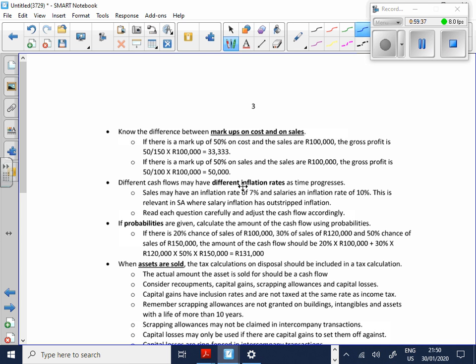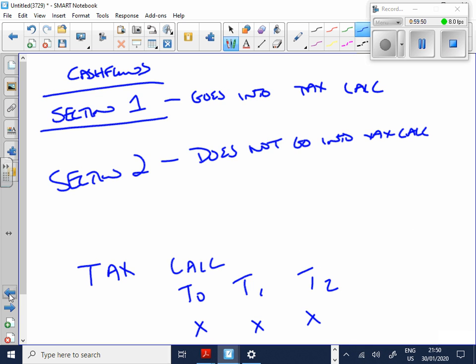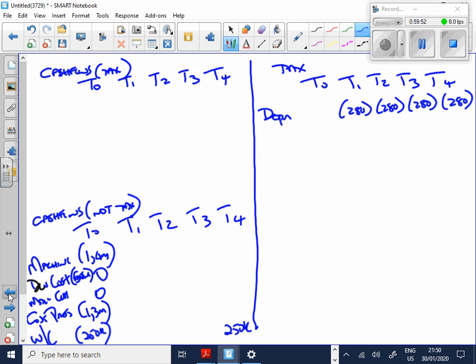Guys, it says if probabilities are given, calculate the amount of the cash flow using probabilities. So inside this question, there is something with probabilities. Oh, by the way, sorry, just where do the sales go? Where are you going to put the sales? You're going to do it up here. Are you guys comfortable with that? Okay, I'm going to hand out the solution to you. I'm interested that you understand the process.